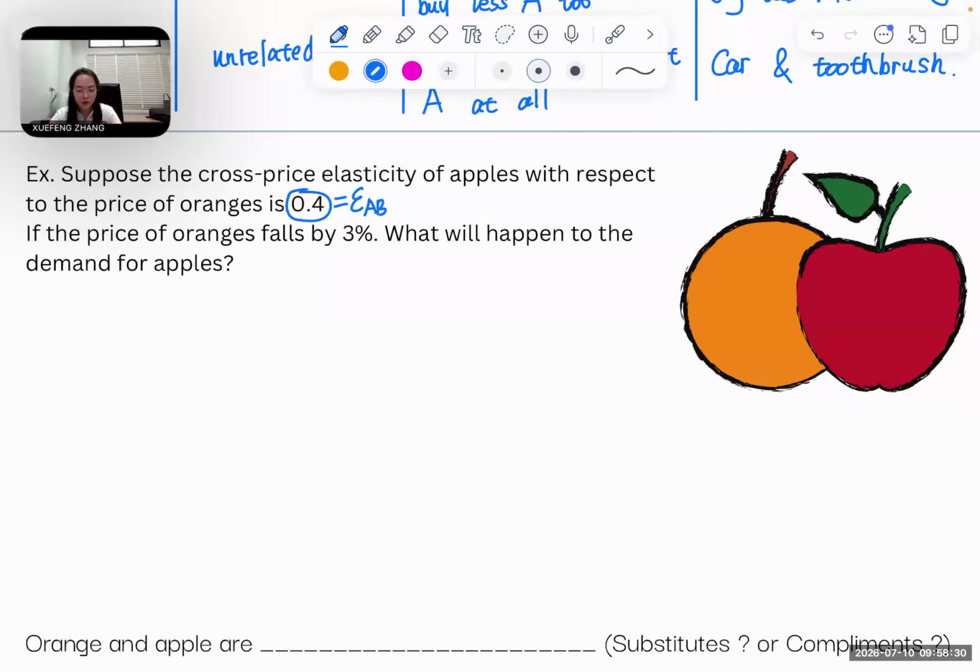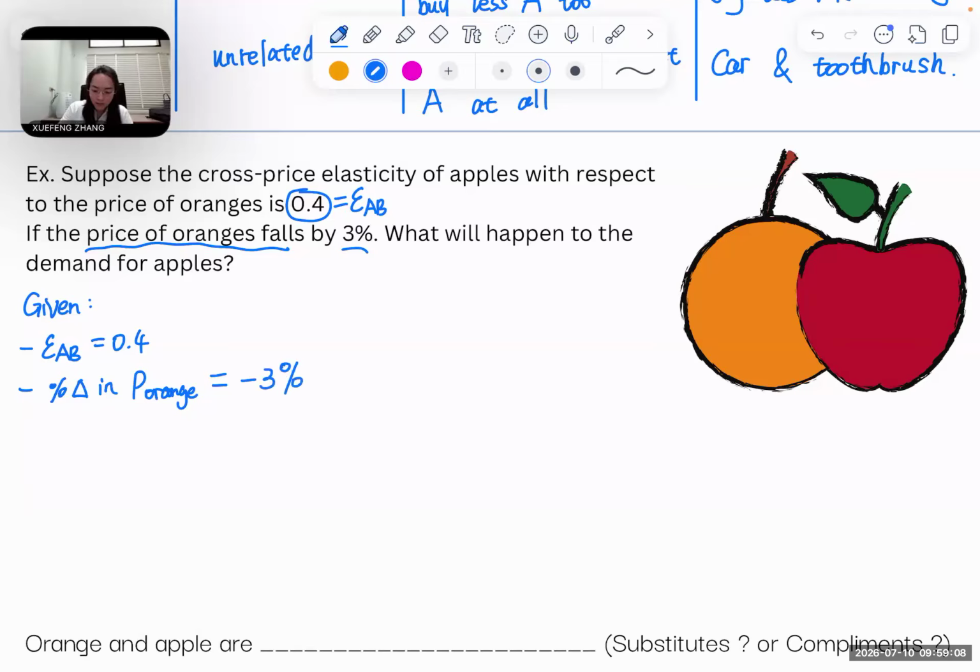If the price of orange falls by 3%, what will happen to the demand for apples? Okay, so you are given first one, epsilon AB equals 0.4, and then the percentage change in price of orange, which is falling, right? So negative 3% is here.